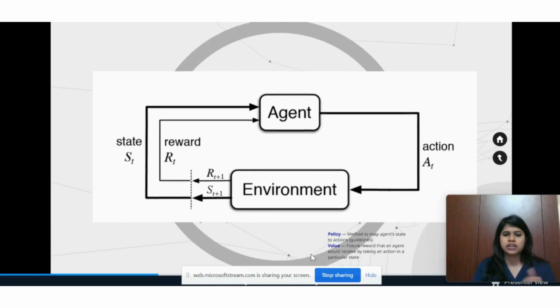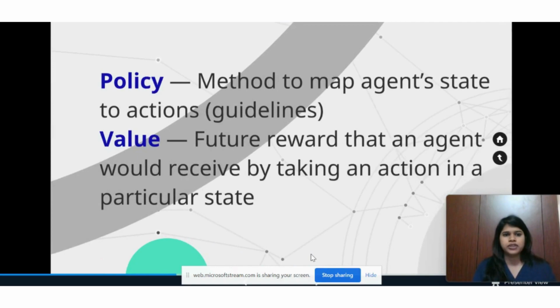In addition to this, there are two things called policy and value. Policy is the method to map the agent's state to actions, or we can simply call it guidelines, or law. In simple terms, for doing something, an agent is going to move into a different state. For example, I'm doing my PG, and if I do my PhD, I'll get a doctorate. Those sets of rules and guidelines are given under policy. The next thing is value. Value is going to tell you about the rewards that an agent is going to receive for doing a particular action.